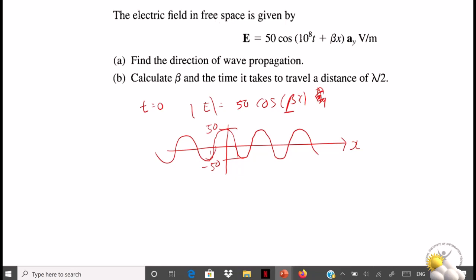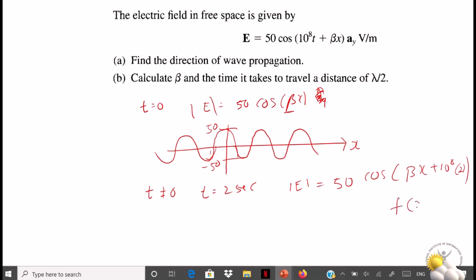But say for example, if I take t as non-zero, say t is equal to some 2 seconds, the magnitude of the signal looks like this: 50 times cos of beta x plus 10 to the power of 8 into 2 seconds. So if I see this, there is an additional phase shift. I can see that this is something like a function.